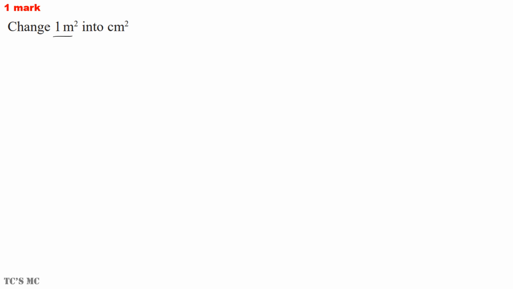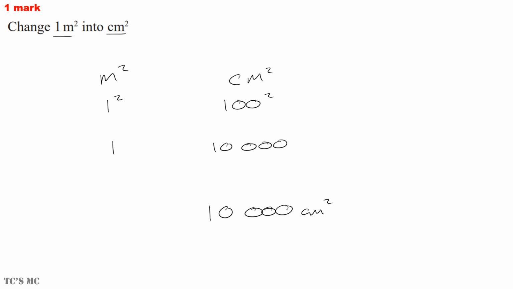Change 1 square meter into square centimeters. First, I'm going to start with just meters and just centimeters. 1 meter is equal to 100 centimeters. But we are converting square meters into square centimeters, so we need to square everything. 1 squared is 1, 100 squared is 10,000. So for 1 mark, the answer is 10,000 square centimeters.